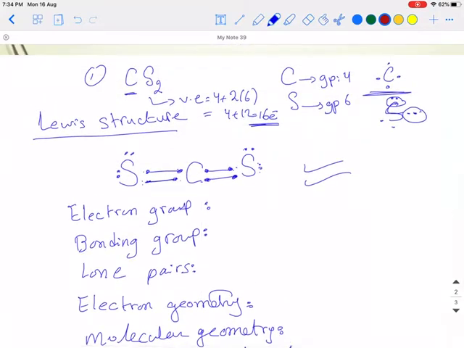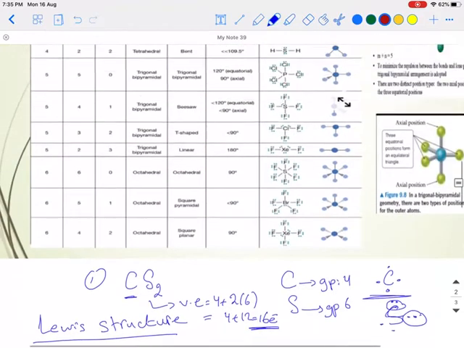What is the electron group around the central atom? Around the central atom, we think of this as one group and this as one group. Regardless of whether it's double or single or triple, we call it one group. So we have two groups, 1 and 2. So electron groups: 2. Bonding groups also, this bonding and this bonding, so two groups. Lone pairs: no lone pairs on carbon, so 0.